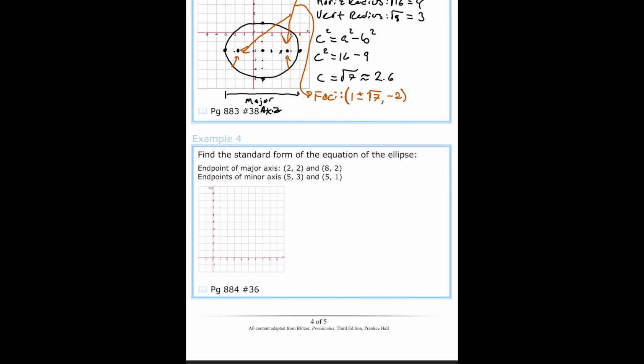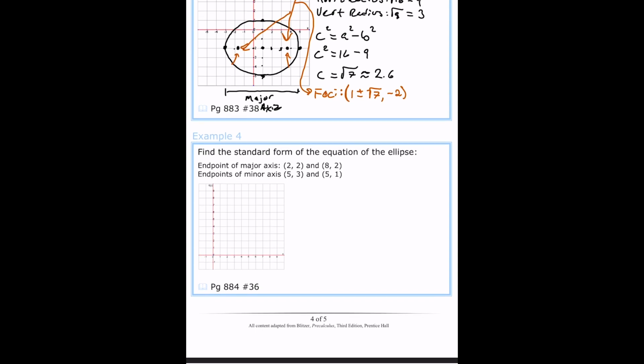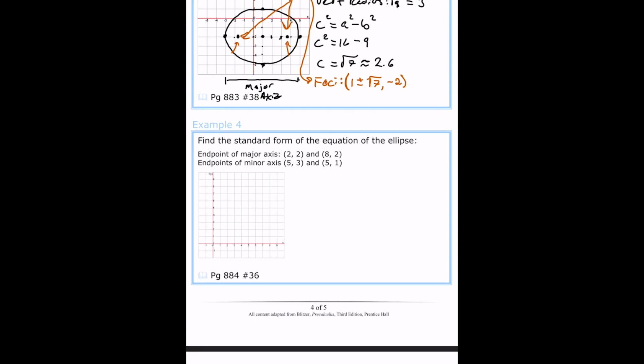Again, my recommendation on this one is draw a picture, find and label everything that you can, and then fill in the blanks. You've got the endpoints for your major axis, you've got the endpoints for your minor axis, so you can find the center by going to the midpoint.